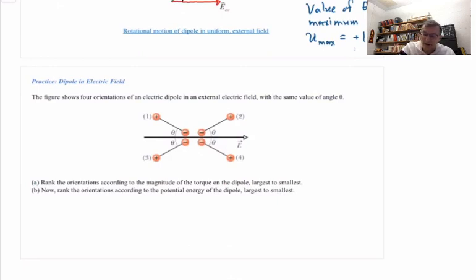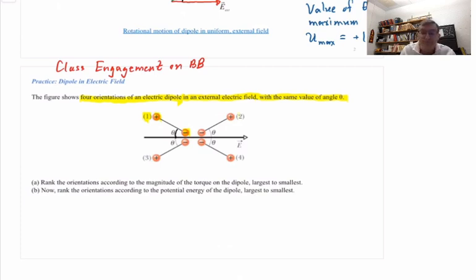You can answer that on Blackboard. And it goes like this. This figure shows 4 orientations of an electric dipole in an external electric field with the same value of the angle theta. But look carefully at the orientations. Here's dipole 1 with the plus charge up here and the negative charge down here, and they're showing you that this angle right here is called theta.